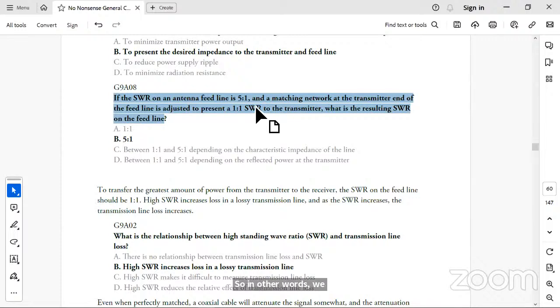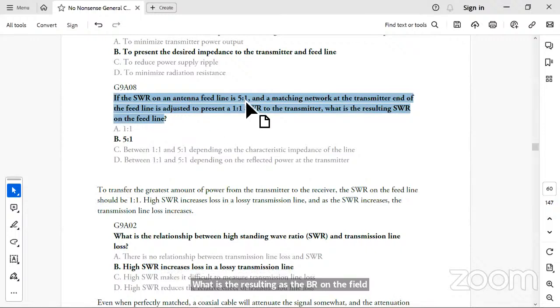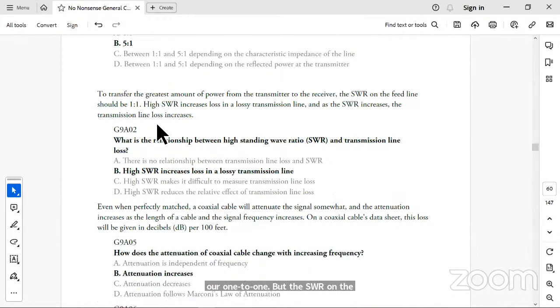They want to know, after we have done that fooling of the transmitter using that matching network or antenna tuner, what is the resulting SWR on the feed line? Well, it hasn't changed. We did not change it. All we did was make the transmitter think it is seeing a 1:1. But the SWR on the feed line is still 5:1, and that's the answer. It has not actually changed. So that's a bit of a trick question.